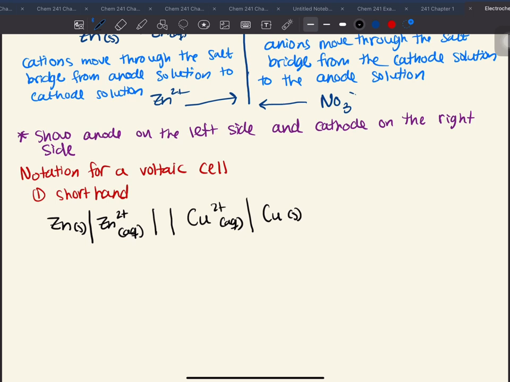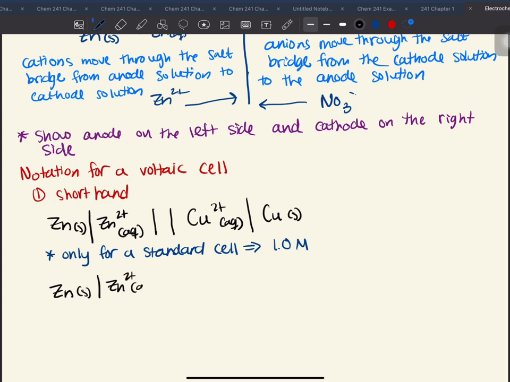Now, something that is important here, this notation is only for a standard cell. And standard cell just means it is a 1 molar solution. So if you don't have a 1 molar solution, then you must indicate the molarity of your solution. And remember, molarity is not going to go with solids. Solids do not have concentration. It's going to go with your aqueous ions. So if my molarity is not 1, then I need to indicate that.